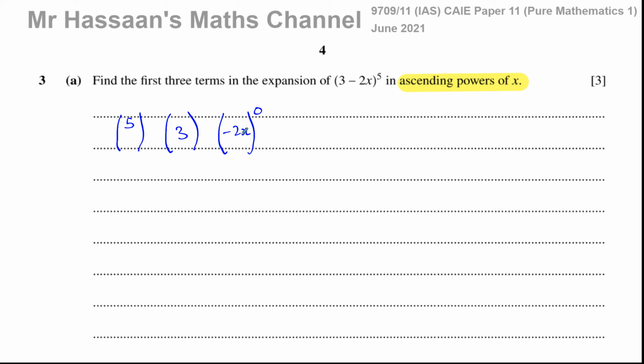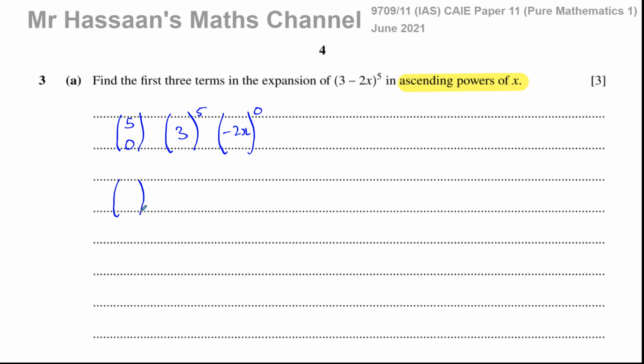The power that x has to start with is 0, and the other bracket has to start with 5. These two have to add up to 5. We can write this as 5C0, because that number will go over here: 3 to the power 5 times (minus 2x) to the power 0. That will give us the first term of this expansion.